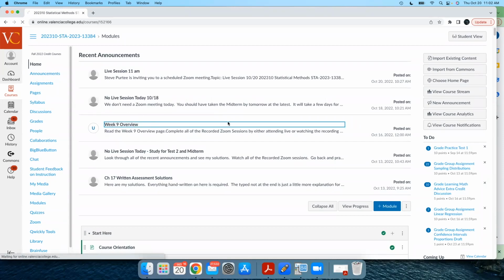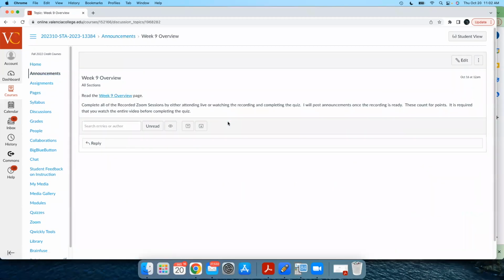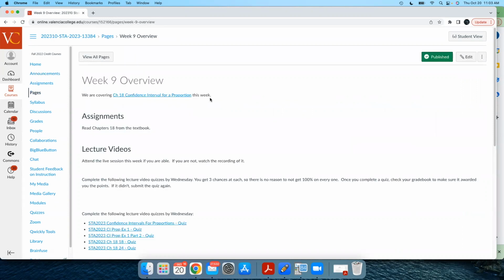So we are into the second half of the semester now. Everything we've done so far was descriptive statistics. Now we're doing predictive statistics. We're trying to make predictions about entire populations. And that's going to be confidence intervals and hypothesis tests.